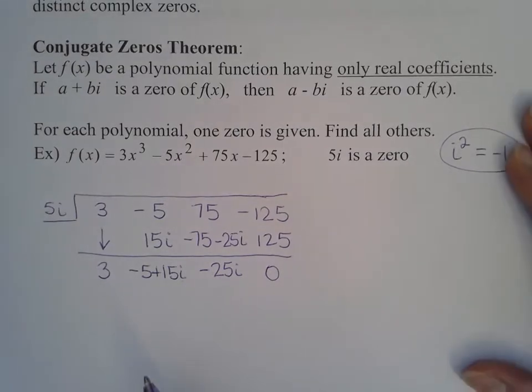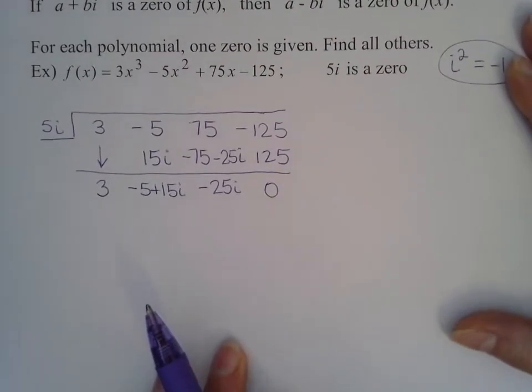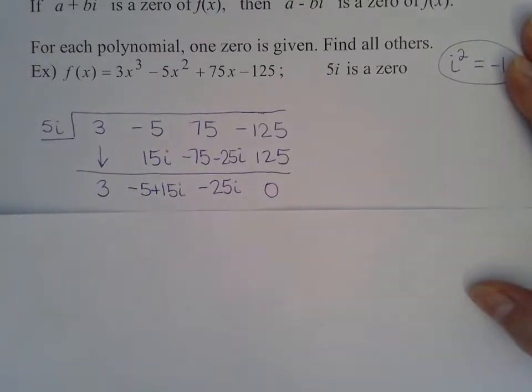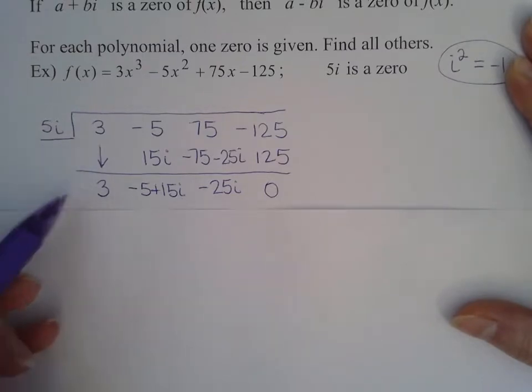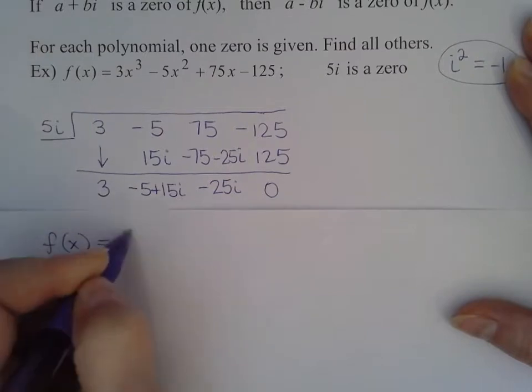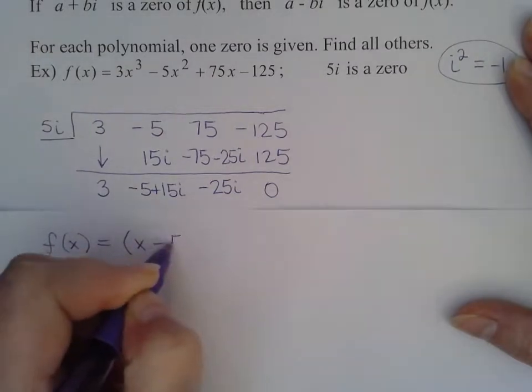Okay? Now, if we wanted to write out what we have, I'm going to do this on a separate piece of paper so that it doesn't interrupt the flow of our work. But by doing this synthetic division, basically we could rewrite f of x as x minus 5i.